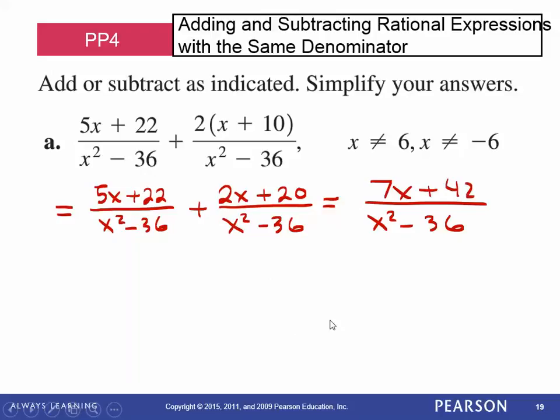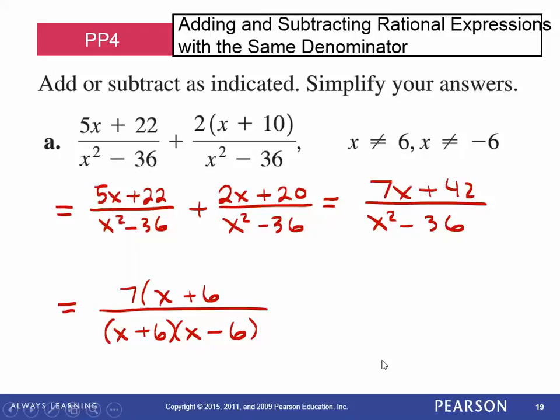And then the only question is, can it still be reduced? Perfect, yep, 7 goes out in front, and the bottom is x plus 6, x minus 6. On the top, the greatest common factor of 7 gets out, and we get x plus 6 as well.